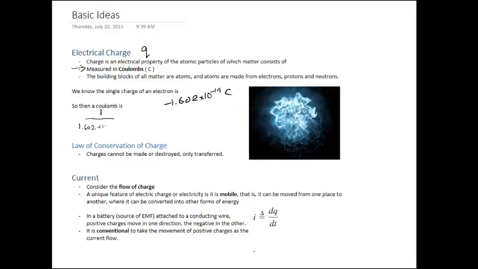From this information, we can then determine what the unit of a coulomb is, which is 1 over 1.602 times 10 to the negative 19, and what we get is 6.24 times 10 to the 18 electrons, which is a very large number. So during labs and experiments, we'll probably be only working with nano, micro, or pico coulombs.